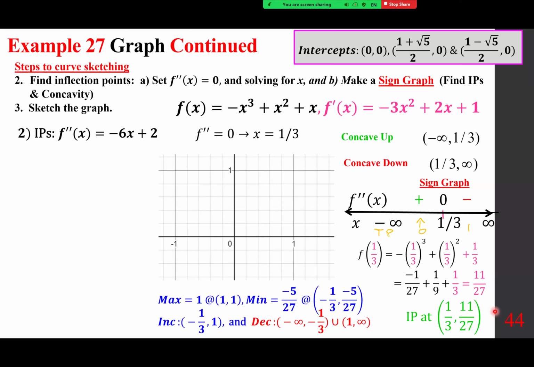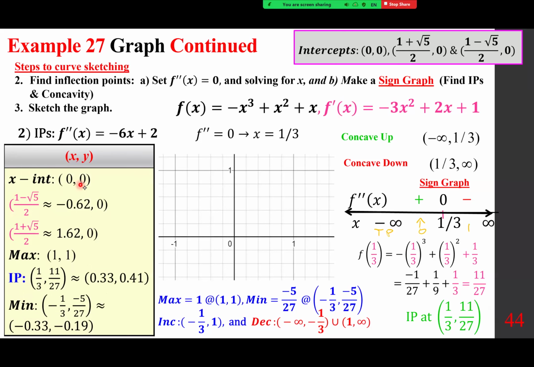Let's write a summary of what we found. The x-intercept is at 0, 0. Also at 1 minus square root of 5 over 2, which is negative 0.620. And again, we write it in this format for the sake of graphing. Also 1.620, the maximum at 1, 1, IP, minimum, maximum.